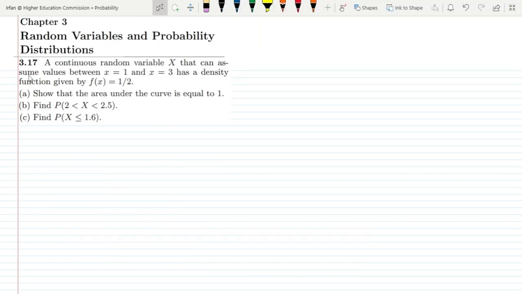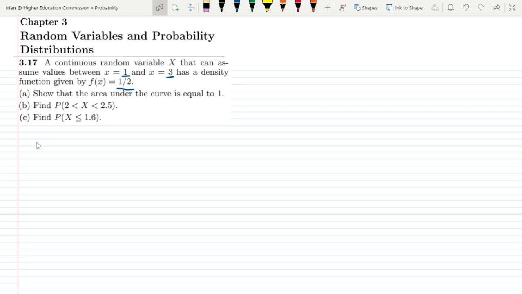This is question 3.17 of chapter 3, and the statement of it is: a continuous random variable x that can assume values between x equal to 1 and x equal to 3 has a density function given by f of x equal to 1 by 2. Before going into the detailed discussion of this question, let us first see what these values are. In between 1 and 3 this function lies, which is 1 by 2, and it remains constant in between all these values.